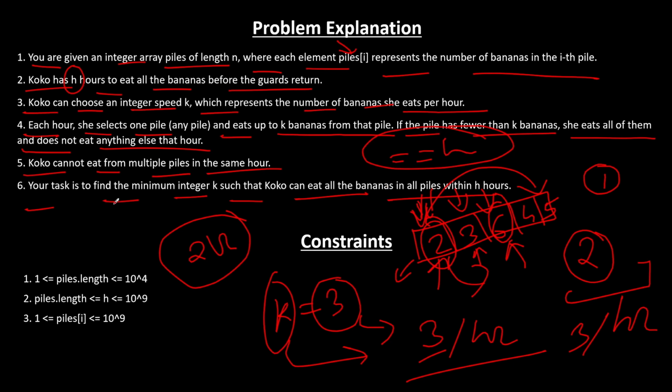Now let's look at the constraints. The piles' length could be 1 to 10 to the power 4, and the h value could be from piles' length to 10 to the power 9. And piles[i] could be from 1 to 10 to the power 9. So I hope you understood the constraints also. Let's move to the next slide.